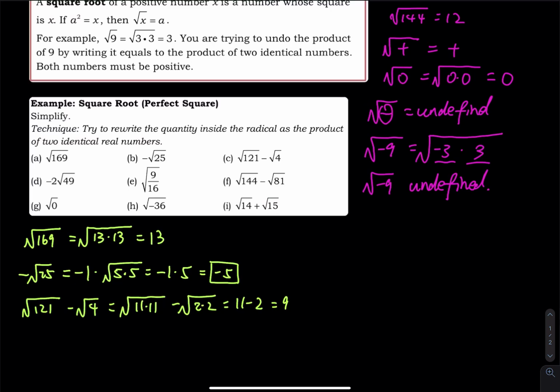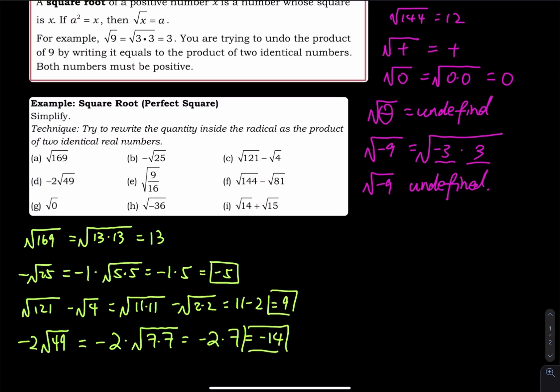And then the next one is negative 2 times the square root of 49. So the negative is outside of the square root. It doesn't affect the process of taking a square root. So we have negative 2. 49 is 7 times 7. So that is negative 2 times 7. We have negative 14. Let's box these final answers.